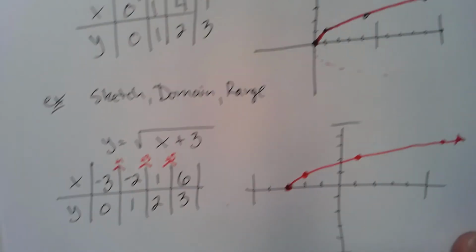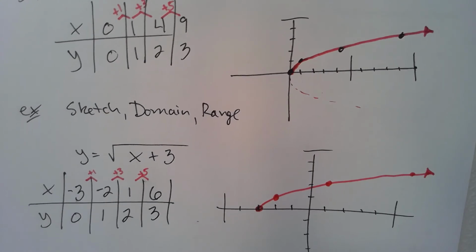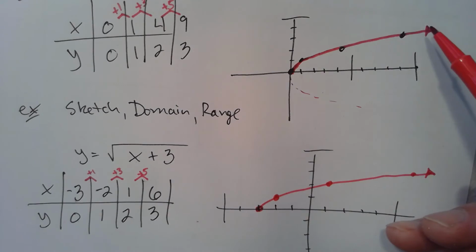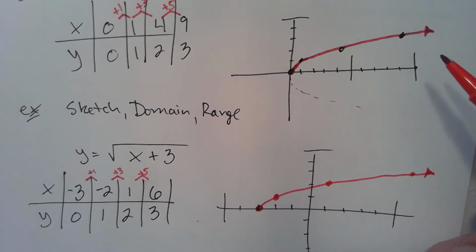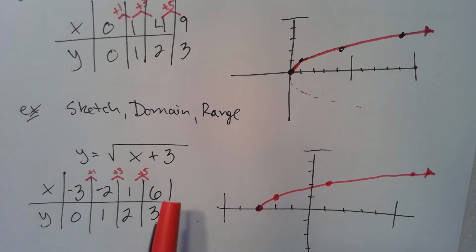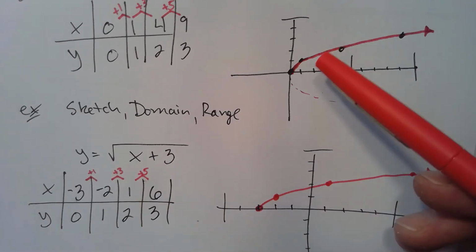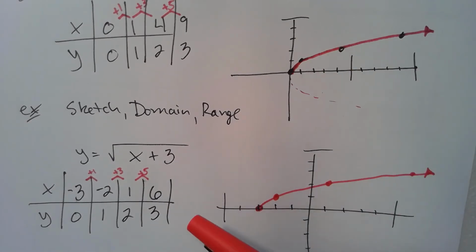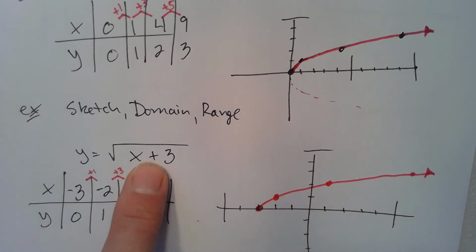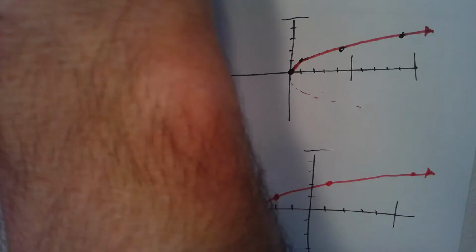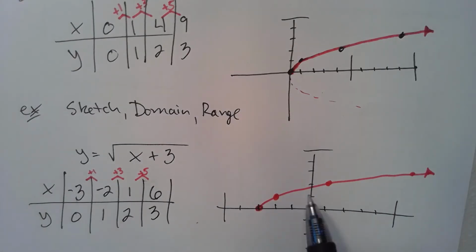So if you're going to compare these two, what did the x plus 3 do to my original parent graph? Which way did it move it? It moved it left. Very good. It moved it left 3. This is kind of consistent with what we did in parabolas. If you had x plus 3 inside the parentheses for a parabola, that would move it left 3. If this was -3, it would have moved it right 3.